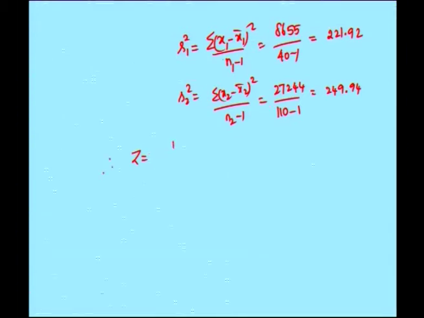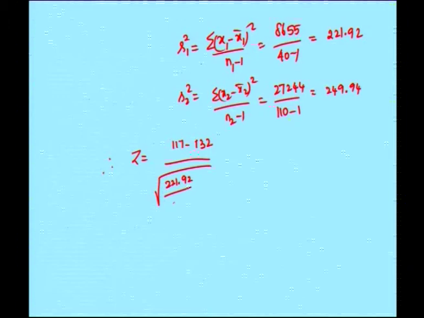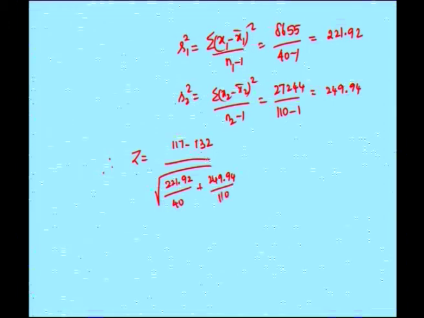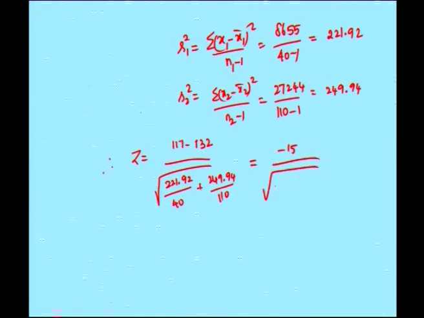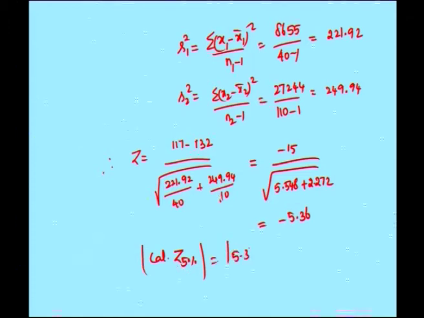Now, substitute all the values in Z formula. Z is 117 minus 132 divided by root of 221.92 by 40 plus 249.94 by 110, and this is equal to minus 15 by root of 5.548 plus 2.272, and this value is minus 5.36. Hence, calculated Z at 5% within modulus is 5.36.